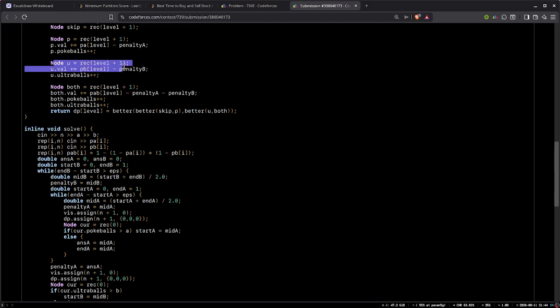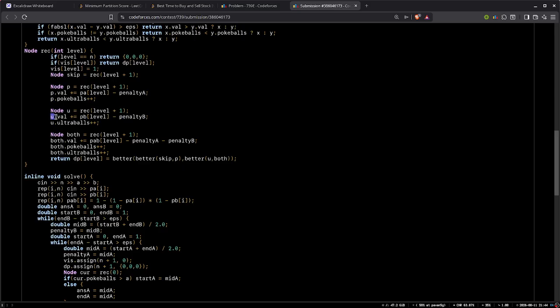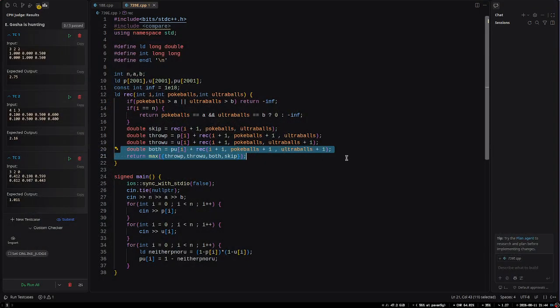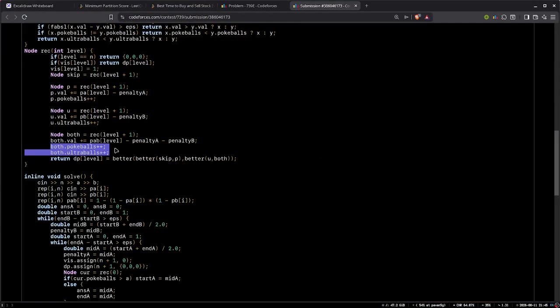Next thing is the ultra ball. Ultra ball is also recursion of level + 1, and to this I would add u dot val plus equal to the probability of that ultra ball into 1, which is the expected value, and the penalty on ultra ball would be removed, and ultra balls plus. In case of both, I would add the probability of this. Both penalties would be subtracted, both dot pokeballs plus and both dot ultra balls plus, same as this particular recursion. In this case, both of them are getting incremented, so here also we would increment them.